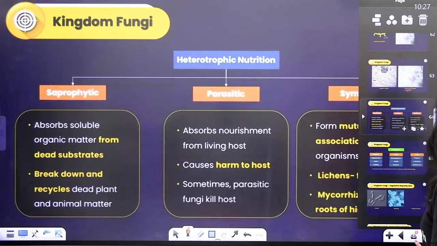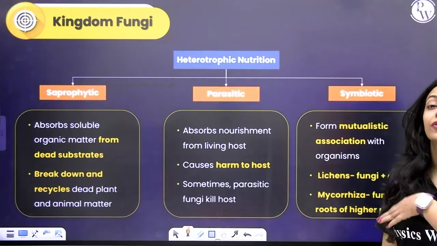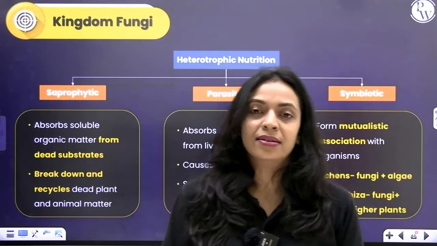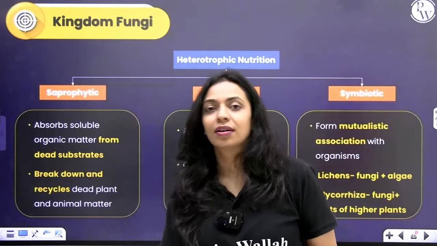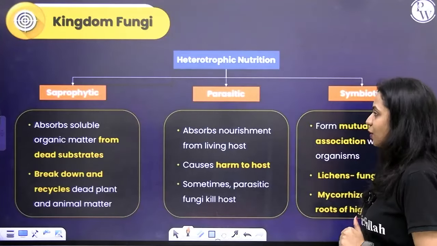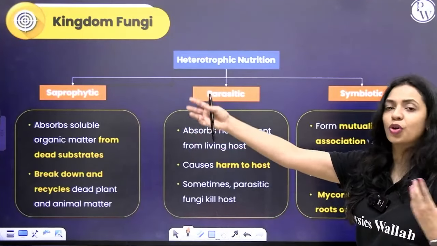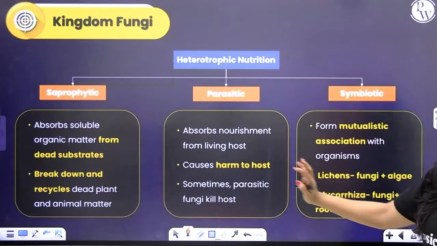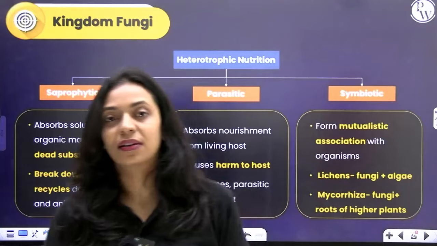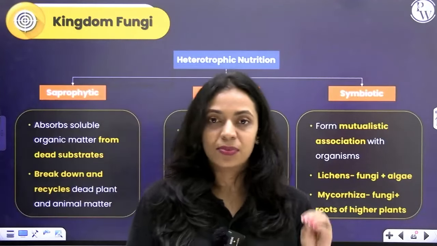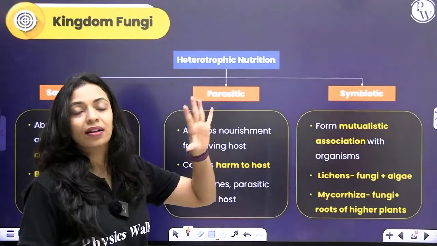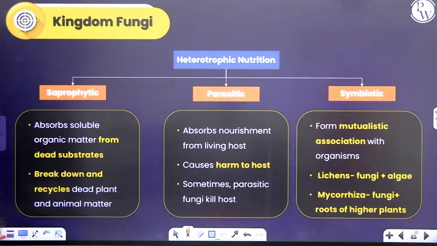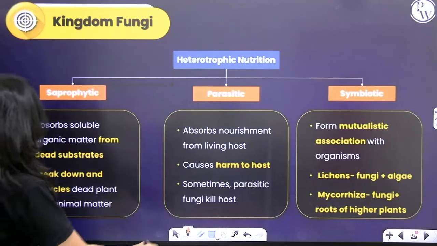Now let's talk about what are the different modes of nutrition you can see in fungi. Of course, they are all heterotrophic. And within heterotrophy, what different types of modes of nutrition can you see? The majority of them are saprophytic. Some of them are parasitic, some of them are symbiotic. Saprophytic means, I've already mentioned this earlier, they depend on other organisms that are dead and decaying. So it will secrete enzymes outside, absorb the nourishment from whatever is present around it. So it absorbs soluble organic matter from dead substrates.